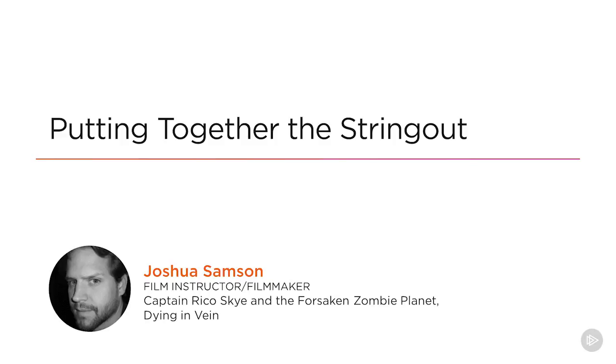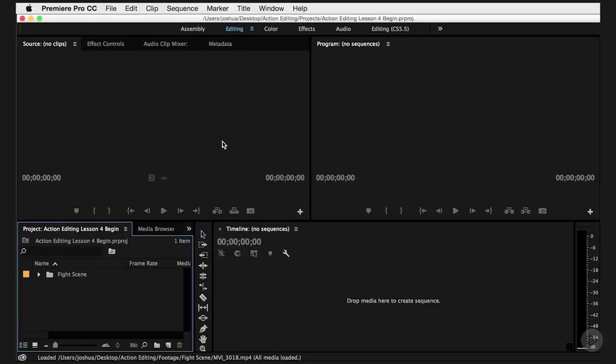In this lesson, we're going to be putting together the string out. And we're going to use this new footage of this fight scene as opposed to the documentary. Now, I'm going to talk about string outs. I'm going to talk about the kind of things that you are looking for in this fight scene. And you can apply those same things to the footage from the documentary.